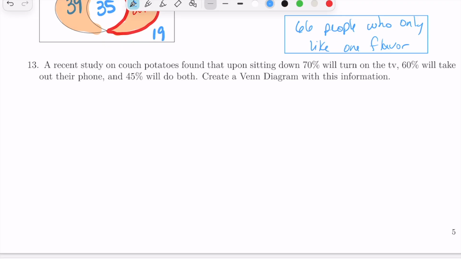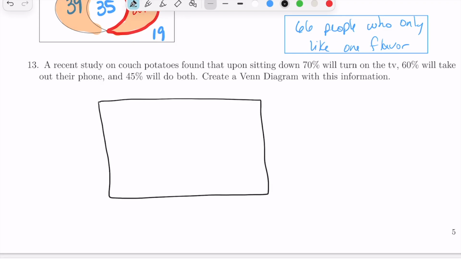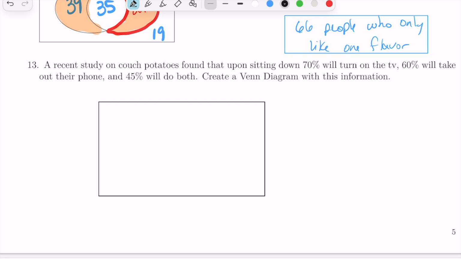A recent study on couch potatoes found that upon sitting down, 70% will turn on the TV, 60% will take out their phone, and 45% will do both. This is another situation where we need to make a Venn diagram, so I'll start out by making a rectangle, followed by two circles. I'm so good at drawing circles.